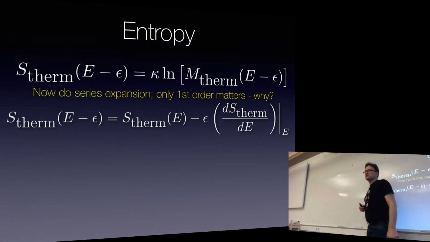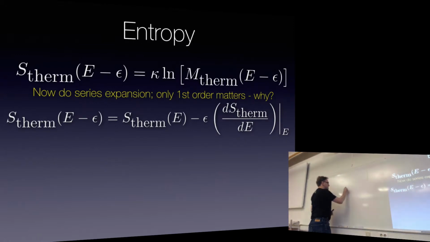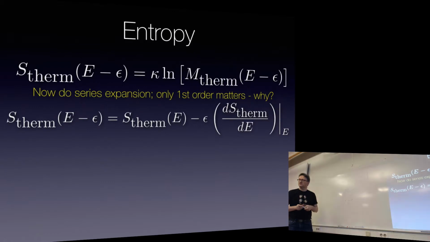The second order term, that's going to be d²S/dE². So such a derivative would take S, which is roughly proportional to the size of the system, divided by the square of something that is roughly proportional to the size of the system. So this term is going to be proportional to what?